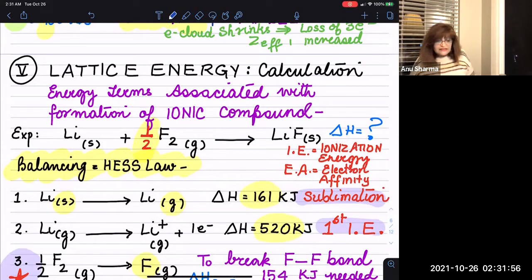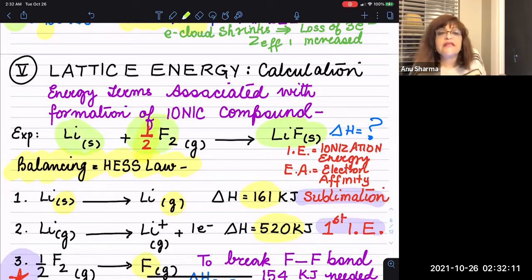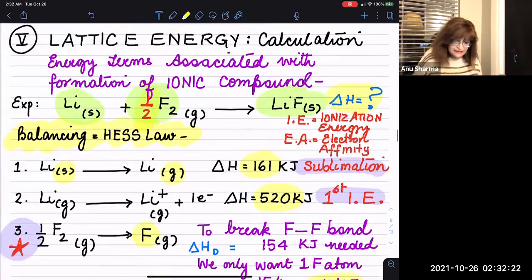So here is a calculation of the energy terms that are associated with the formation of an ionic compound, which is lithium fluoride, a solid. So you take lithium as a solid, you mix it with fluorine, and you get lithium fluoride. Now the question is, find the value of delta H, or the energy associated with the formation of lithium fluoride. So what are those? We balance it by Hess's law.